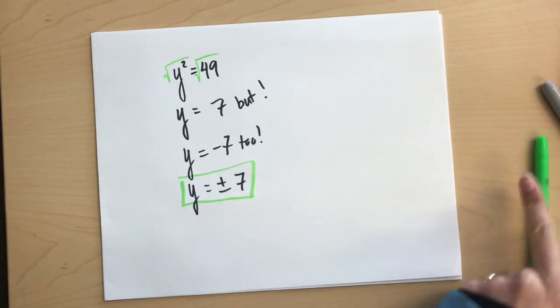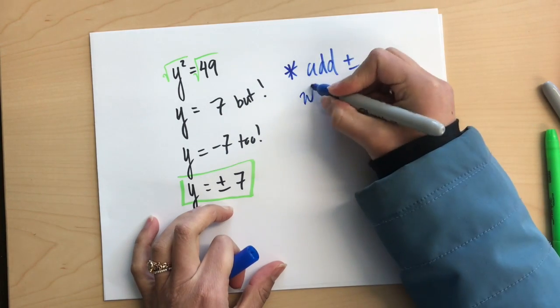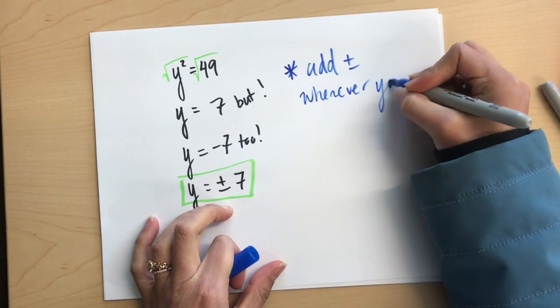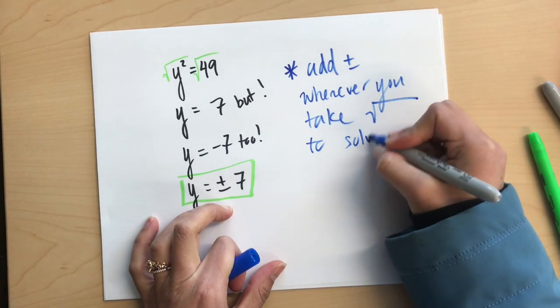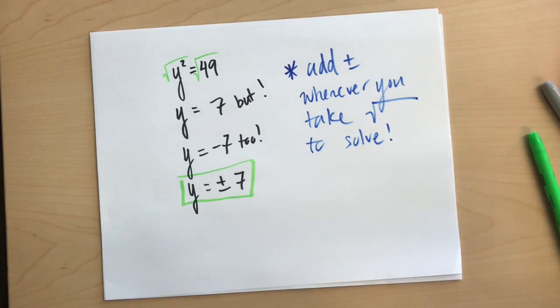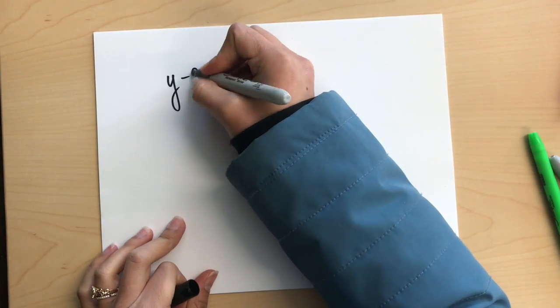That plus or minus is going to come up a ton. You never want to forget it, and we've talked about it before. Basically, we're always going to add plus or minus whenever we take the square root to solve an equation. So if I'm undoing a square on my variable by taking the square root of both sides, then I'm going to put a plus or minus in front of it.